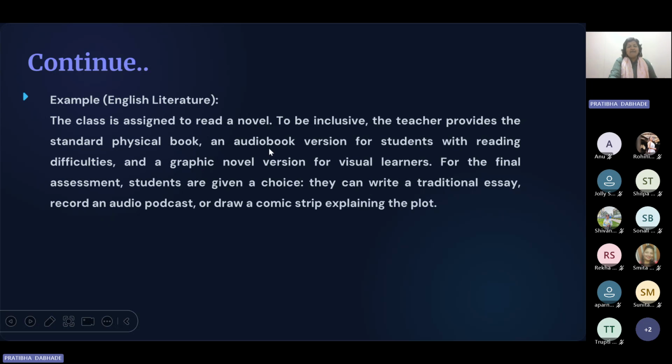He has also provided the graphic novel version for the visual learners, because he knows that different kinds of learners are there, right? And for the final assessment, students are given a choice. Again, we are giving a choice, because here we are talking about inclusive pedagogy, right? So here students are given a choice. They can write a traditional essay, record an audio podcast, or draw a comic strip explaining the plot. Yes, so which type of pedagogy is this?